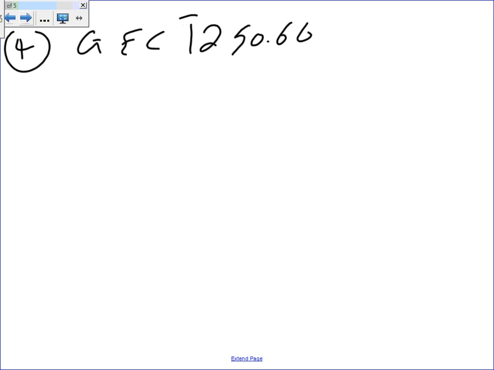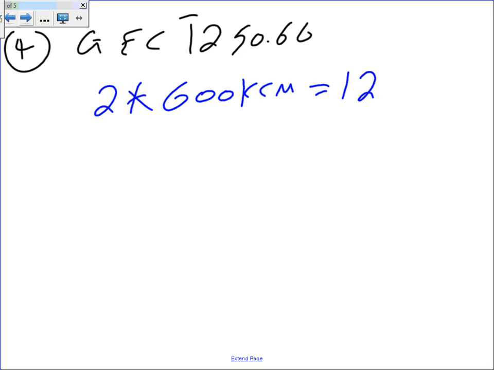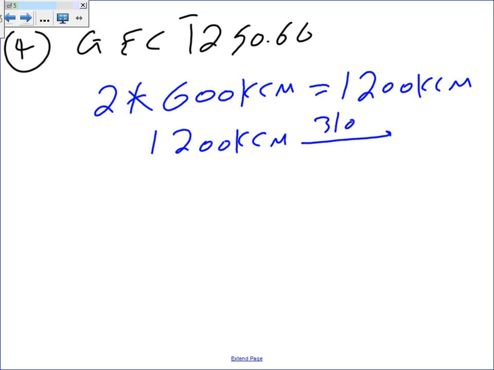I came up with 600. You take the two sets, multiply it by 600 kcmil, gives you 1200 kcmil. You take the 1200 kcmil to table 310. No, not 310. You're going to take it to 250.66. And what would you get? That's easy, straightforward for the grounding electrode conductor, guys. 250.66. What do you get?